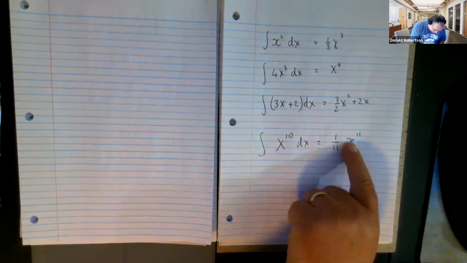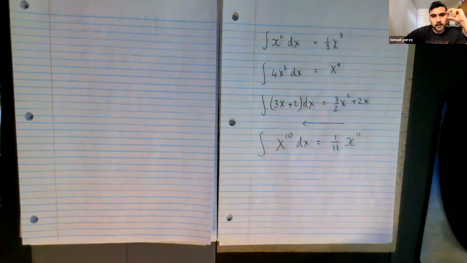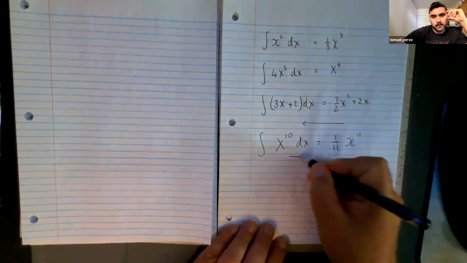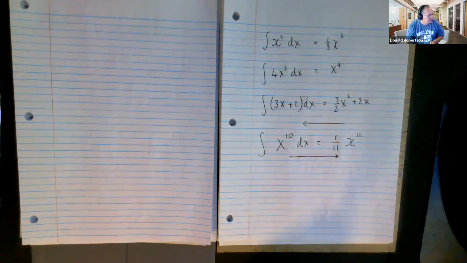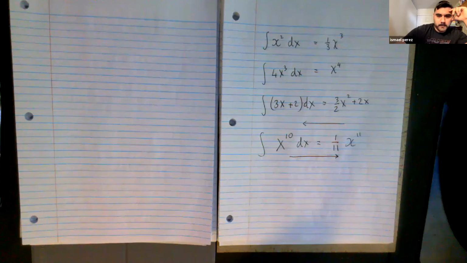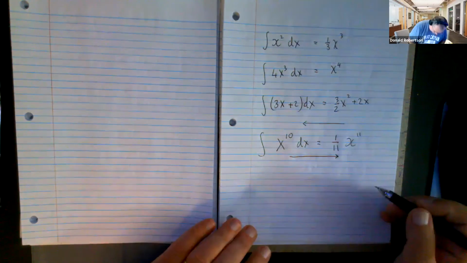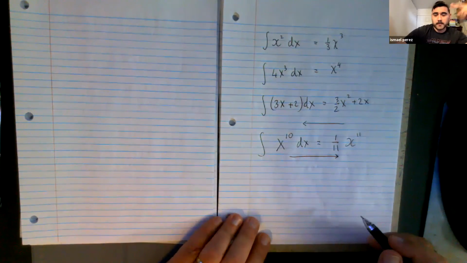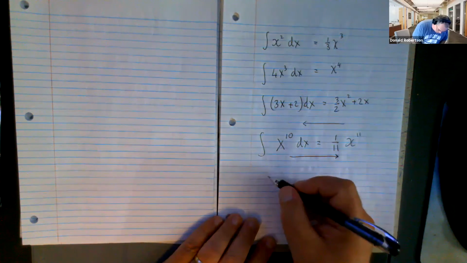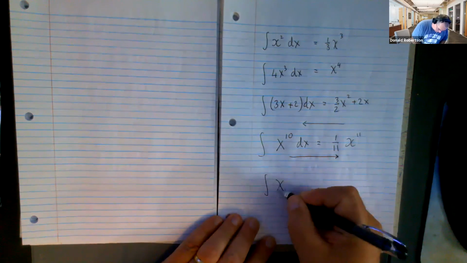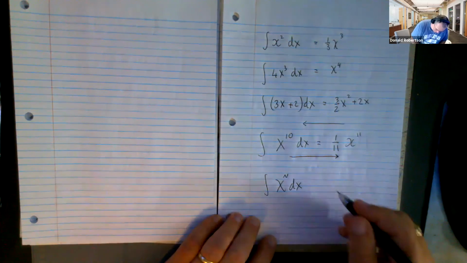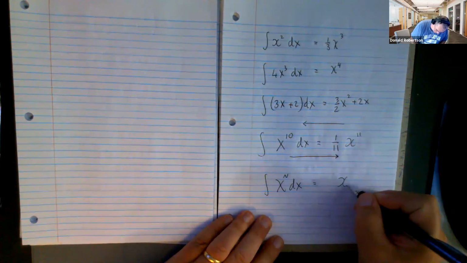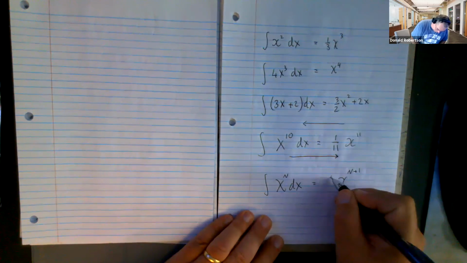You sound like you're telling me how to go this way. How do you go that way? Kind of reverse what you just said. So you add 1 to the exponent, and then you bring it out, and then do the reciprocal. Yes. So if I wanted to do the antiderivative, you would add 1 to the power, and then you divide by the new power.